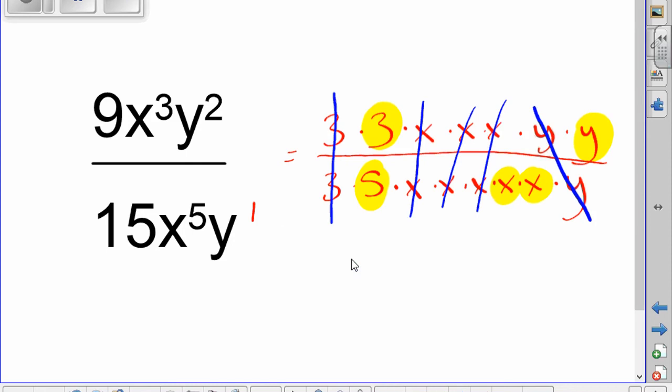In terms of what I'm going to write down, I'm going to write down 3y for the top, because that's all that I have. And on the bottom, I'm going to write 5. And since I have 2 x's, I'm going to write x squared.